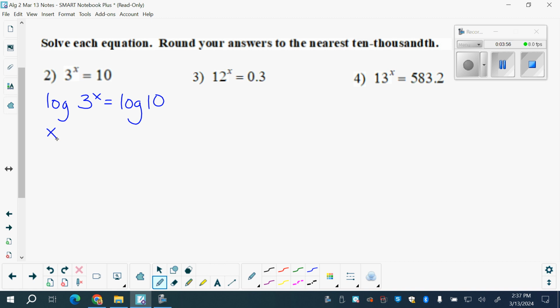So we get it out of the exponent because our variable is in our exponent. We want to get it out of the exponent. So the way to do that is first take the log of both sides and then move that exponent to the front. So x times the log of 3 equals the log of 10. Does that make sense?